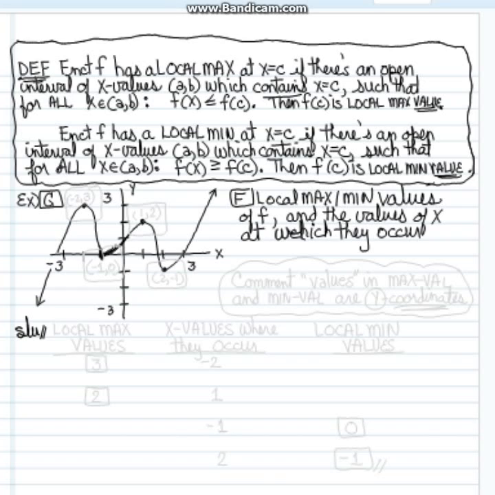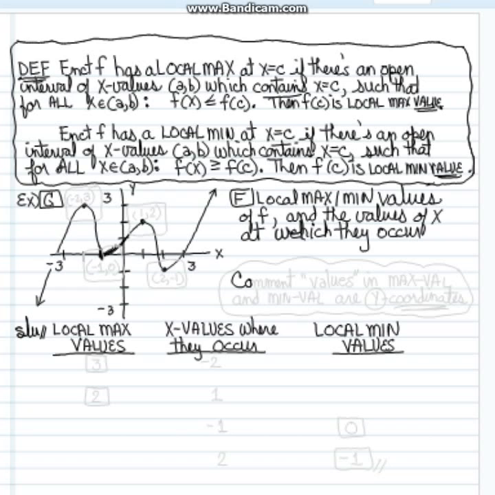Okay, so let's see how to answer this question. We're looking for local max, local min. So here I made a table. I'm going to list local max values. Those are the y values here. Then the x values where they occur, I'll write directly beside them. And then I'll have another column for the local min values. And I'll write their x values to the left of them.